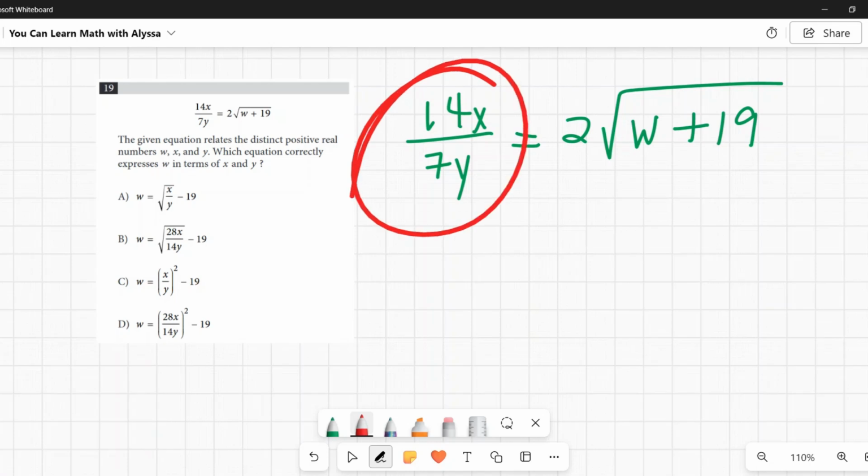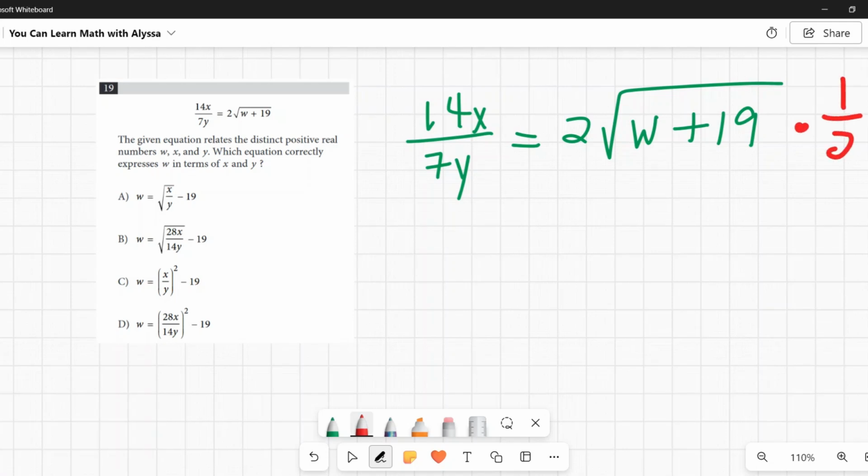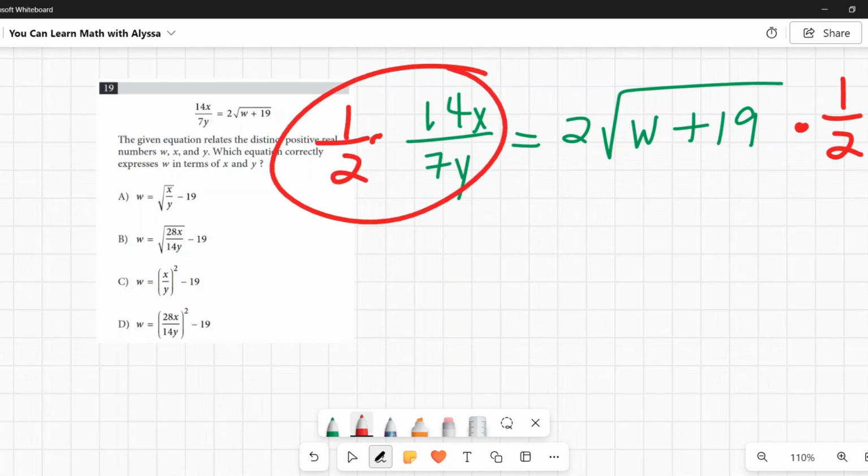But because I have a fraction over here, I'm going to tweak it a little bit. Instead of divide by 2, I'm going to say multiply by 1/2, because those are the same thing. And that makes it a little easier to combine those over on the left. So again, divide by 2, multiply by 1/2, same thing.